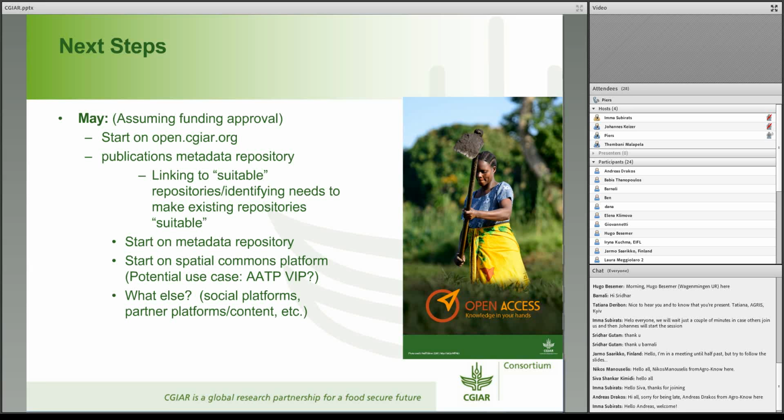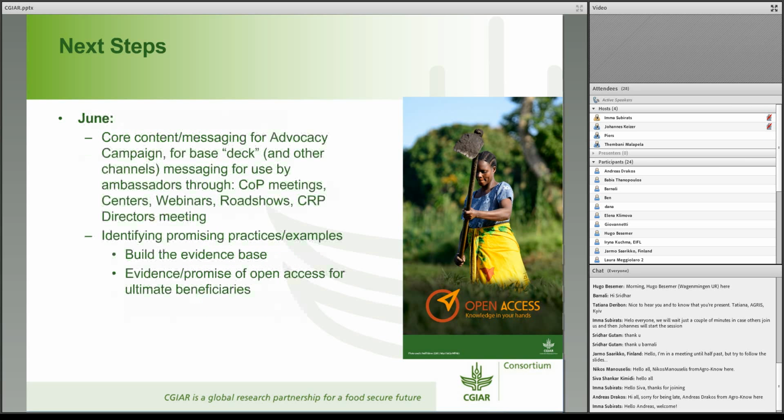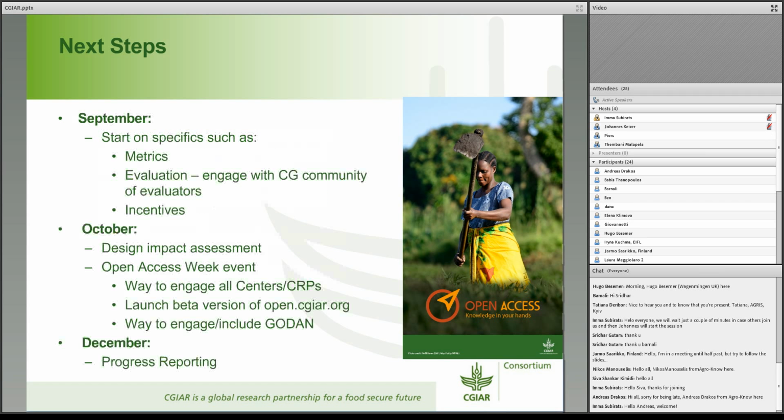As we get closer to the end of the year, I'd really want to start on looking at metrics and evaluation and the overall incentives that need to be put in place and what the impact assessment will look like, and then working towards some kind of event during Open Access Week where we can engage all the centers and CRPs to talk about what they're doing, perhaps ideally launch the beta version of open.cgiar.org, and then work with GODAN, the Global Open Data for Agriculture and Nutrition Initiative, in a more outward-facing advocacy event. And then in December, actually start looking at what sort of progress we've made over those first 6 months.